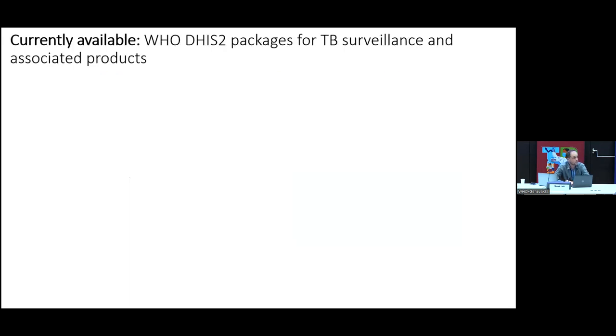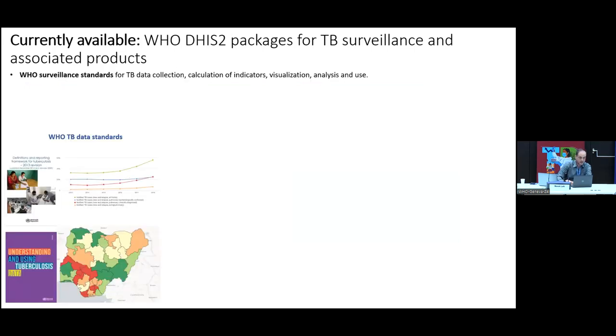So now let's look at the products that are currently available that support this initiative. We have the WHO surveillance standards for TB data collection and the calculation of indicators. And these are described in detail in the definitions and reporting framework for tuberculosis, which was last revised in 2013. We have standards for data visualization in the form of standardized dashboards, which are included in our DHIS2 packages, which we'll talk more about throughout the webinar. And we have recommendations for routine analyses that should be carried out and how to use these data for programmatic action. And these are discussed in the Understanding and Using TB Data Handbook.